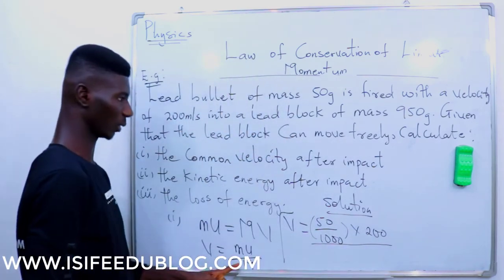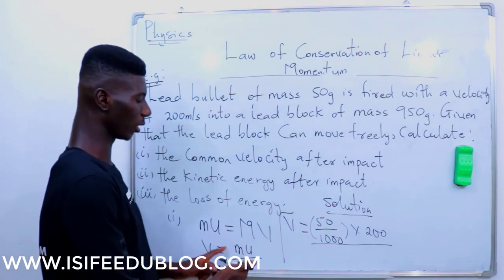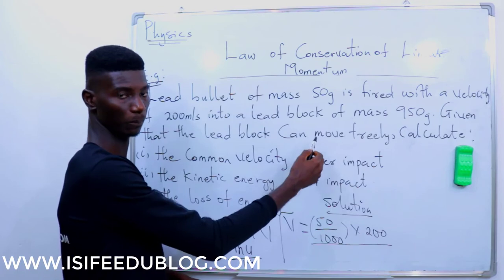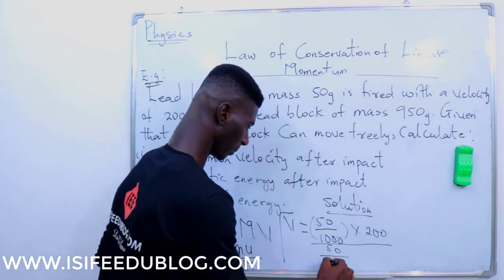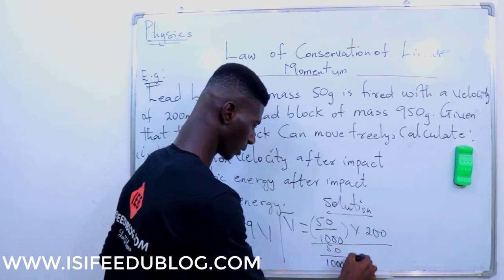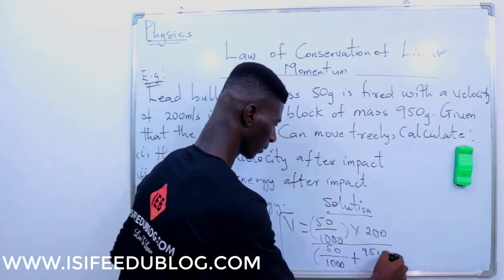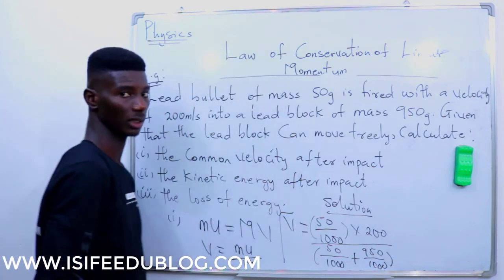divided by, now we have to also convert this. This is the sum of both the mass of the bullet and the mass of the block. So what we have here is 50 divided by 1000 plus 950 divided by 1000. This is what we have.